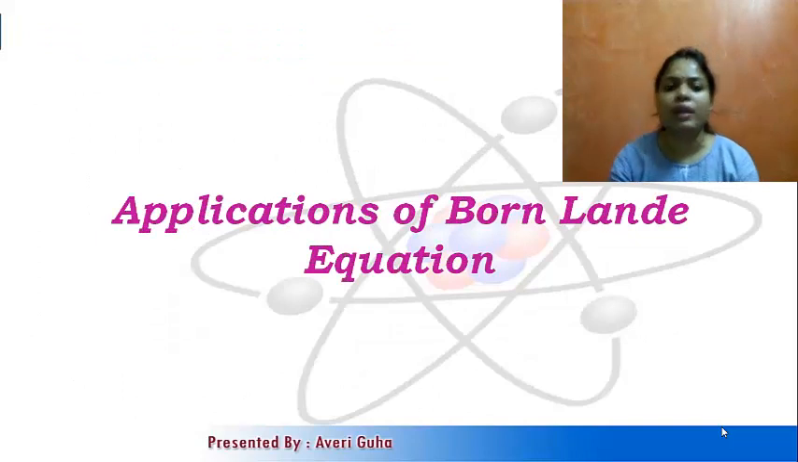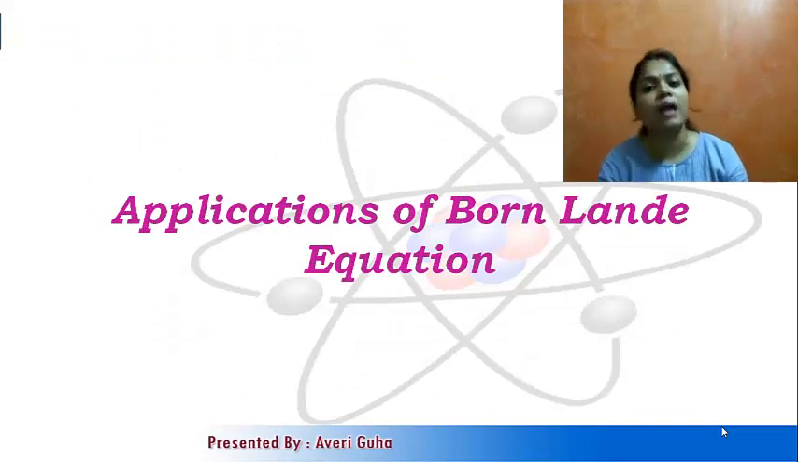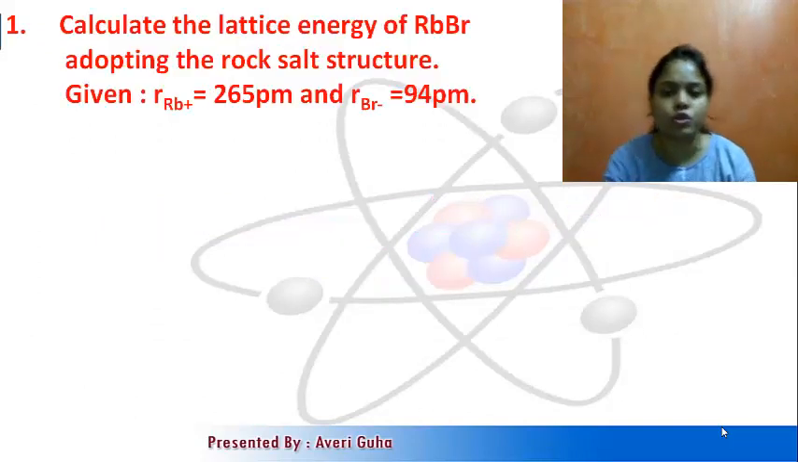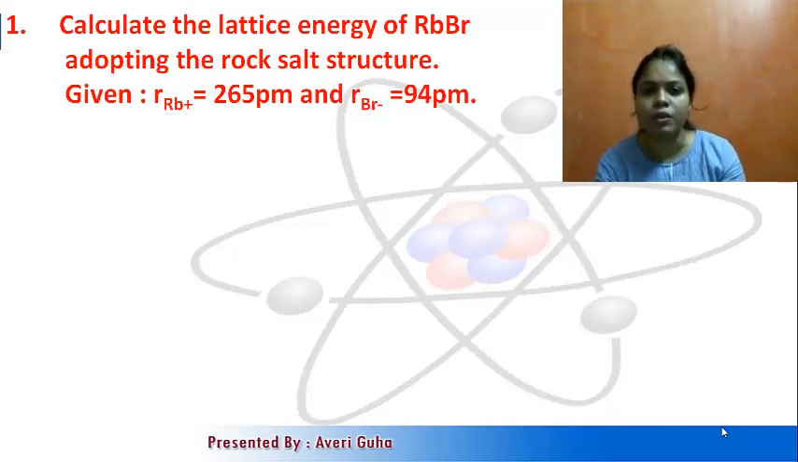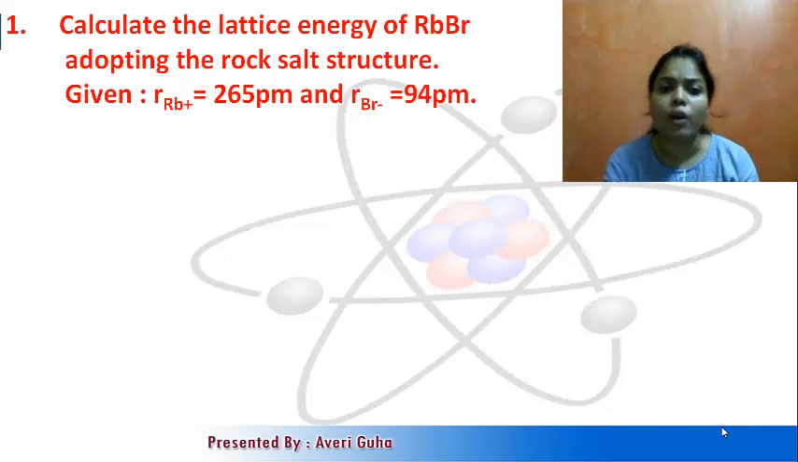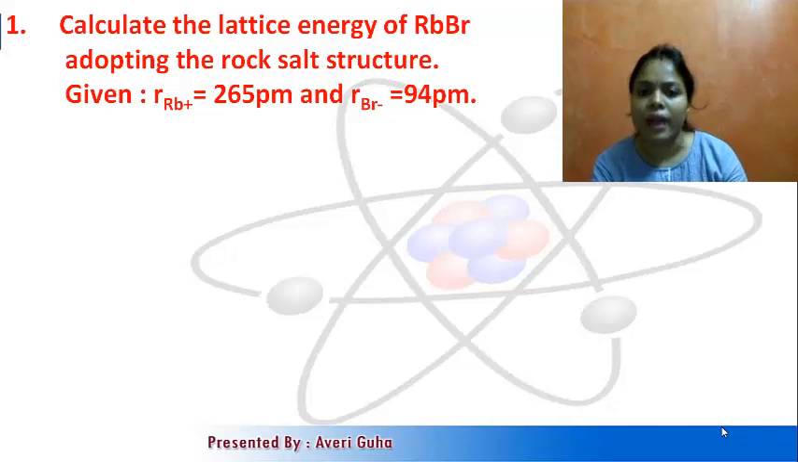Now let's move to the last section of my lecture, the application of this Born-Landé equation. Obviously, you will be asked this type of question, where you are directly asked to calculate the lattice energy of a particular compound and some data will be given to you. This is a bit harder type. You will be asked easier types in your board exam. See what it says here: calculate the lattice energy of rubidium bromide adopting the rock salt structure, and the radii of the cation and the anion are given.